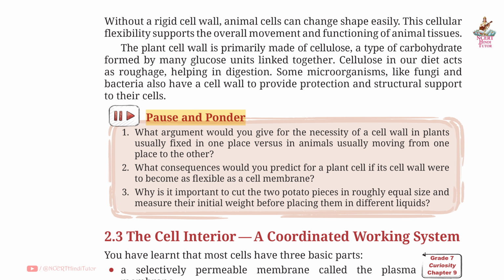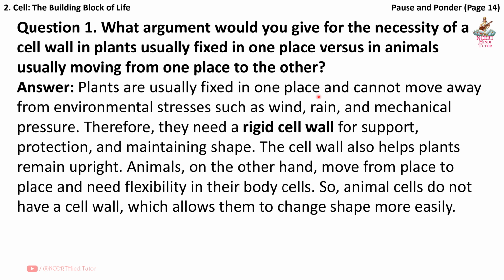Pause and ponder. Page 14. Question 1. What argument would you give for the necessity of a cell wall in plants, usually fixed in one place, versus in animals, usually moving from one place to the other? Answer. Plants are usually fixed in one place and cannot move away from environmental stresses such as wind, rain, and mechanical pressure. Therefore, they need a rigid cell wall for support, protection, and maintaining shape. The cell wall also helps plants remain upright.